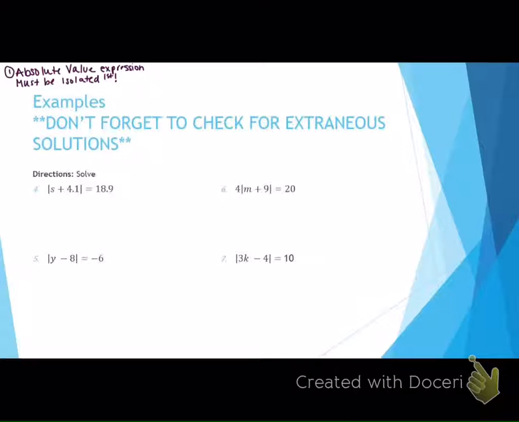Who can tell me what isolated means? Mike? By itself. You cannot do anything until it's by itself. You cannot drop the absolute value bars until it's by itself. You cannot check if it's a no solution problem until it's by itself. You must first isolate the absolute value.